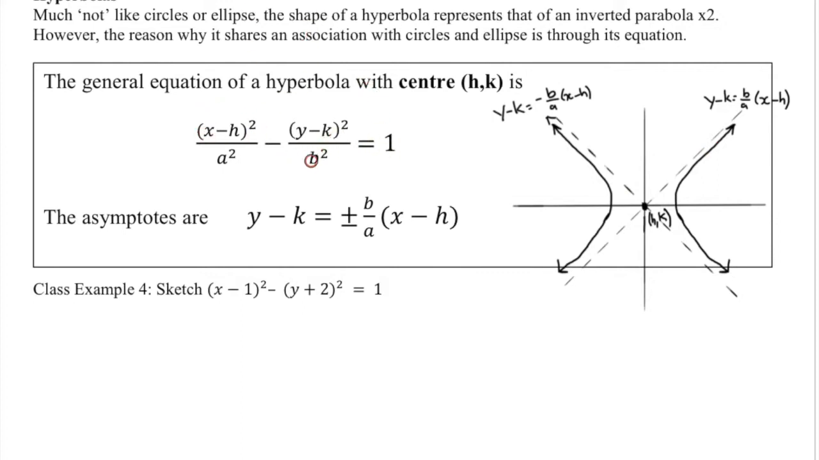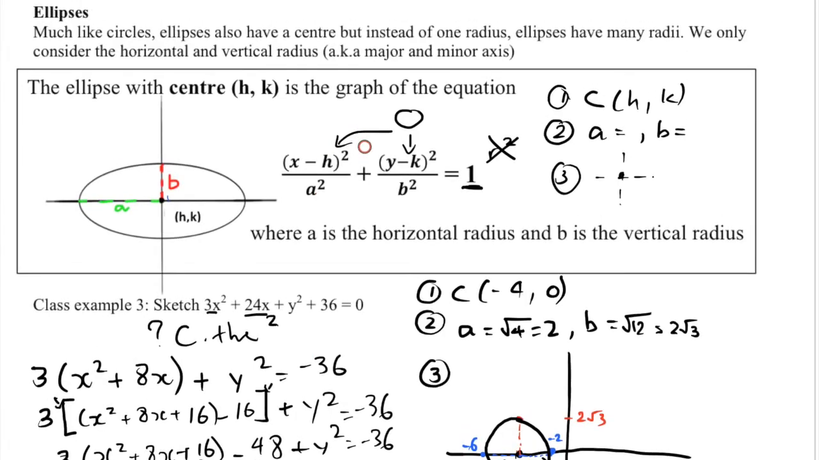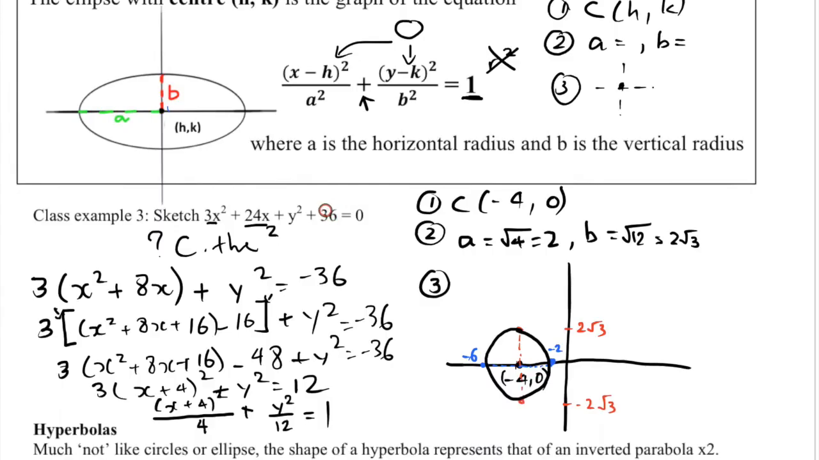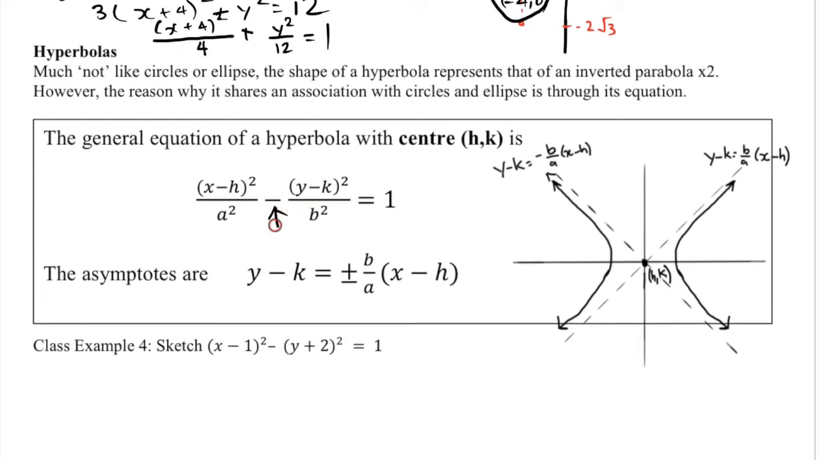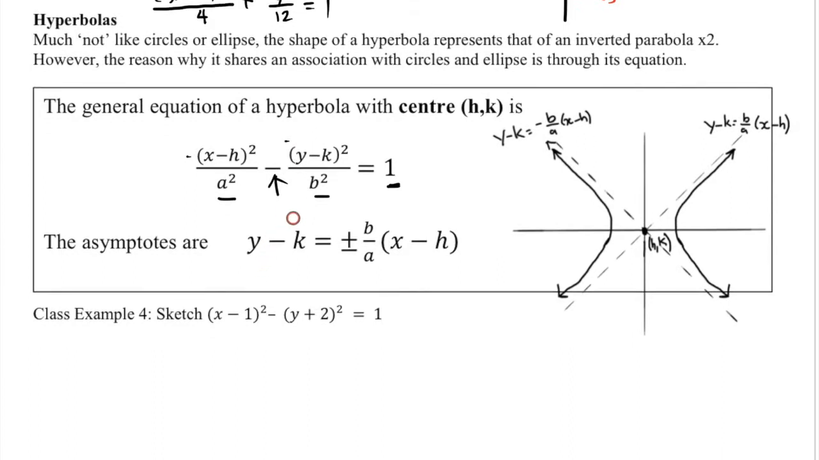The only difference is this minus right here. For an ellipse, you have a positive sign. For a hyperbola, you have a negative sign. So the number on the right side is still 1. A is still under x, and b is still under y. Right. Now, the thing with hyperbolas is, there are asymptotes.